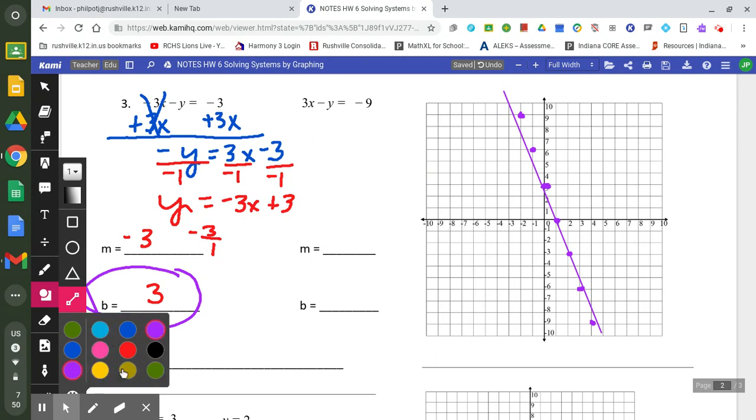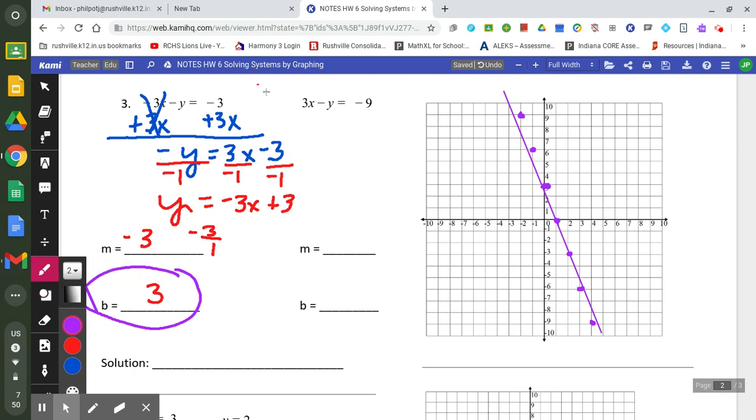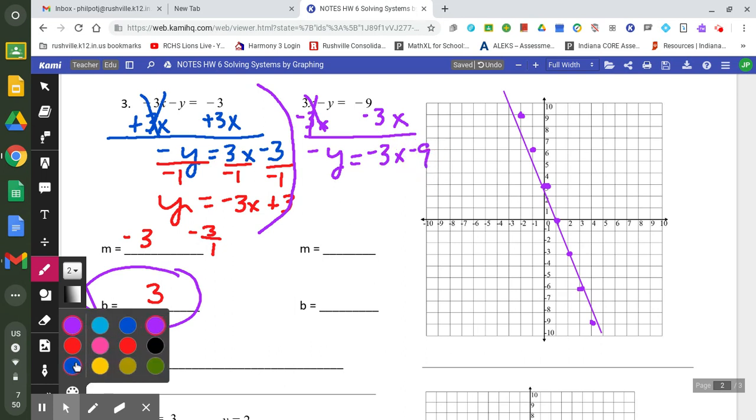And then I move to the second equation. Okay, move to my second equation, so I'm going to kind of separate that. This time I'm going to subtract 3x from both sides of the equal sign. So now I have -y equals, because that cancels, -3x minus 9. I cannot have a negative variable, so I'm going to divide everything by -1.